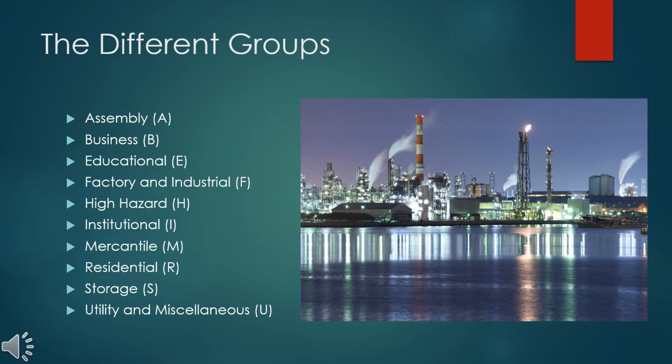As I stated in the previous slide, there are 10 different classifications for buildings. They are assembly, business, educational, factory and industrial, high hazard, institutional, mercantile, residential, storage, and utility and miscellaneous. Each classification can be broken down into smaller categories, so to keep them in order, they are marked with the first letter and then a number. So, for example, the different assembly groups are called Group A1, Group A2, and so on.